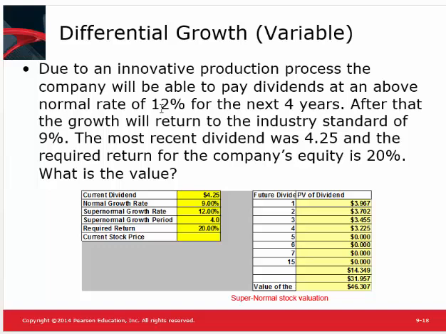So in this example, we have a company that's going to have an above normal rate of 12% for 4 years. And after that, it'll go back to the industry standard of 9%. Now, the most recent dividend was 4.25, required return is 20%. Again, this is referred to as the supernormal stock valuation. It's not a constant growth model, right? It has a variation. This stock ultimately then has a value of $46.31. So we can apply the same basic concepts of present value and time value to companies that don't necessarily follow the rules with respect to constant growth.